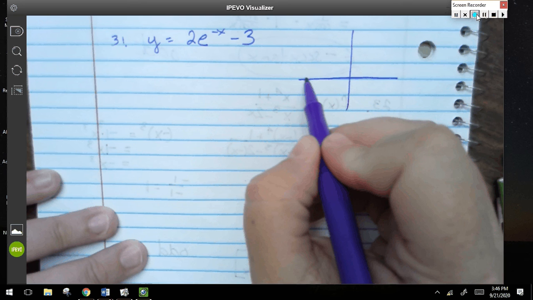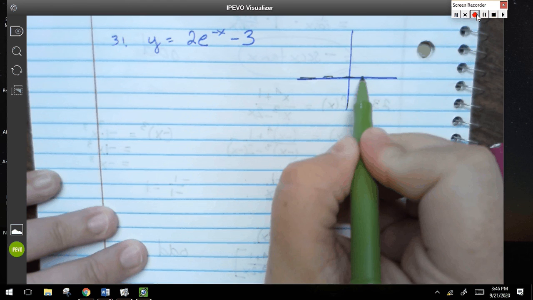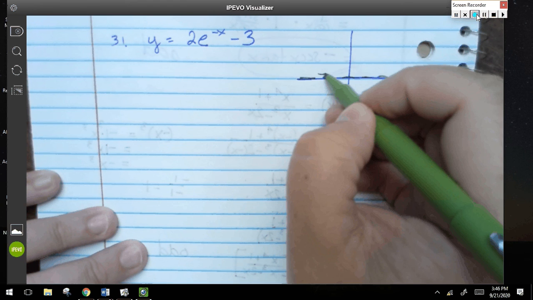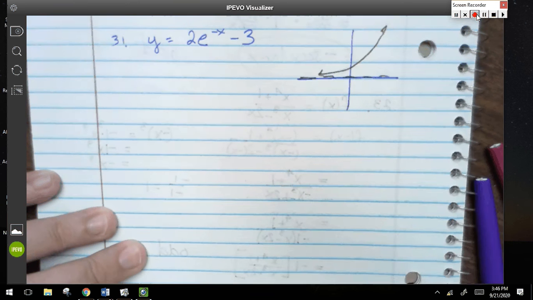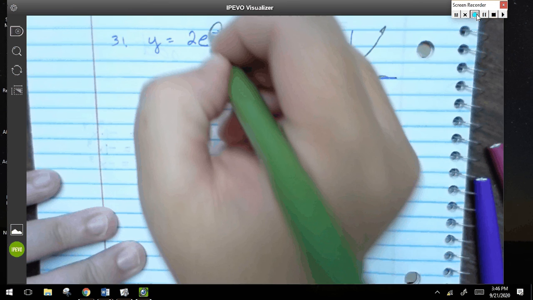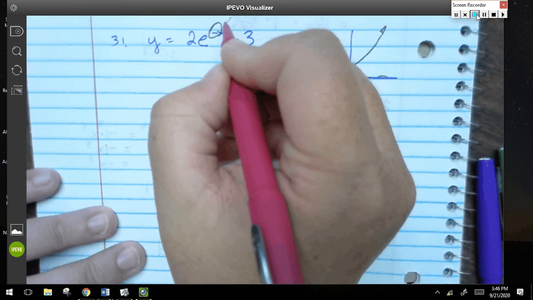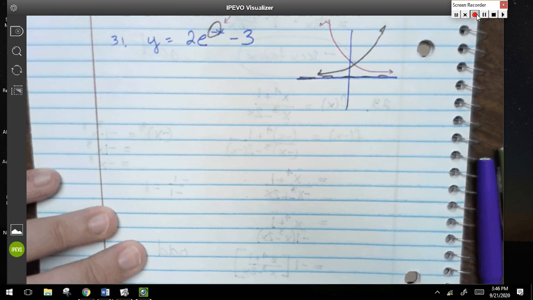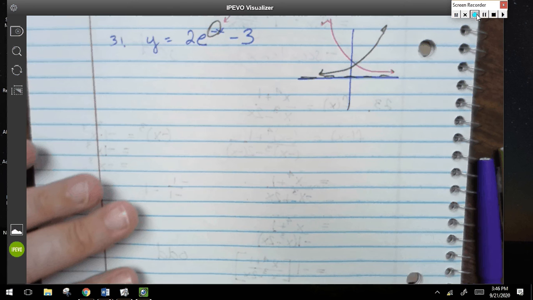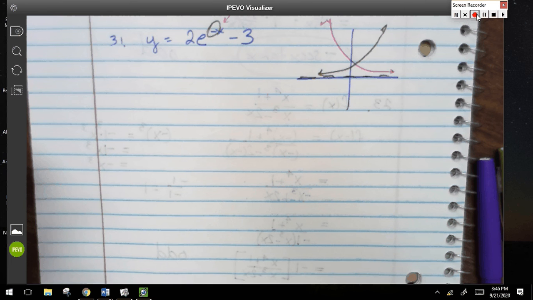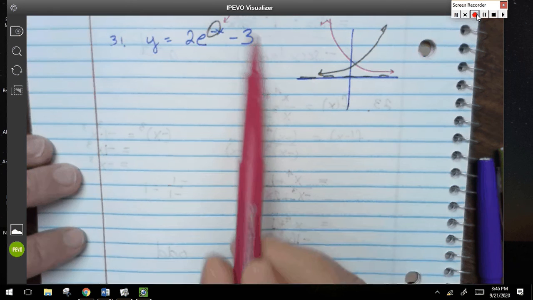I'm sorry, I don't remember where I was with this problem. So the 2 is going to be a vertical stretch here, right? Vertical stretch of 2. And the 3 is going to shift it down 3. All right. So what I'm thinking is 1, 2, 3, should end up looking something like this.